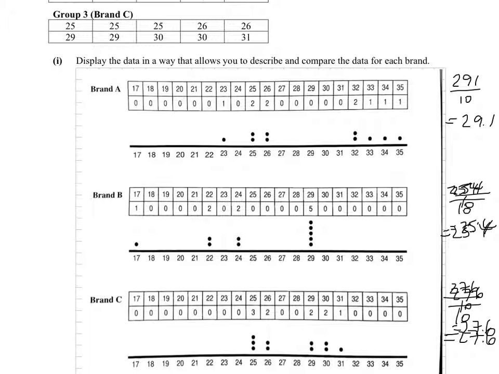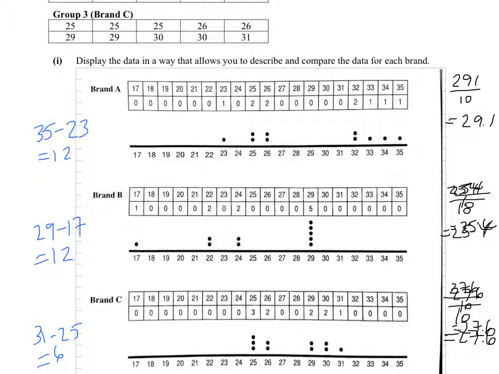If we were to look at the ranges, the range goes for each of them from the maximum take away the minimum, which in this case is 12, also 12, and 6. So, in terms of the data, we can see that brand A has the highest mean, 29.1 beans, followed by brand C, followed by brand B.